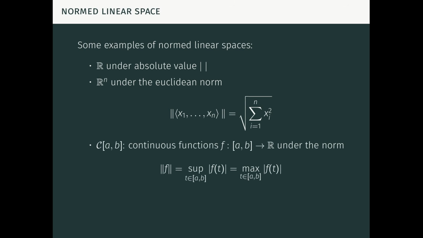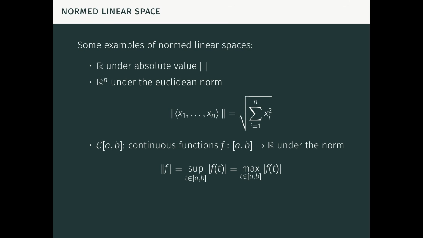For a slightly more complicated example, consider the space C[a,b] of continuous real-valued functions f on a closed bounded interval [a,b]. This forms a vector space because we can add and scalar multiply these functions pointwise, and it forms a normed linear space under what's called the sup norm, where the norm of f is defined to be the supremum, or least upper bound, of the absolute values of f(t), where t ranges over all of the inputs in the interval [a,b]. By the extreme value theorem from calculus, this is equivalent to taking the maximum of the absolute values of f(t), where t ranges over the interval [a,b].